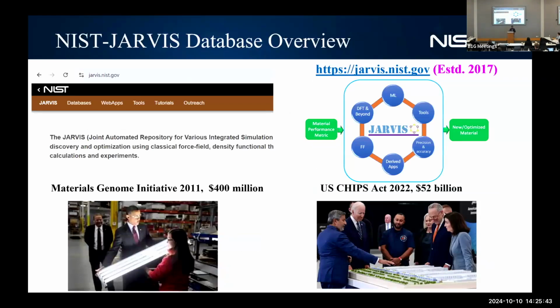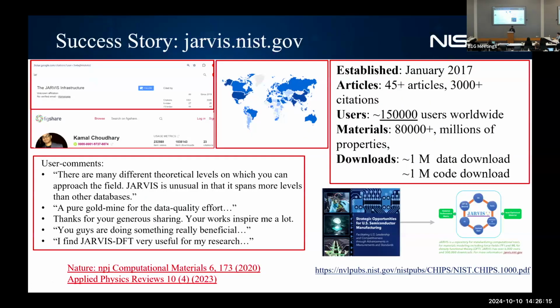All right, so I talked about databases. We need a good, diverse and well-calibrated database, one of which is provided by JARVIS, available at jarvis.nist.gov. If you go to the website, there are databases, web apps, tools, tutorials, outreach events, more than 50 resources out there. Initially, it was funded by the Materials Genome Initiative, and now it's being funded by the US CHIPS Act. And the idea is to combine density functional theory, force field, machine learning, and several benchmarking tools to guide or design new materials.